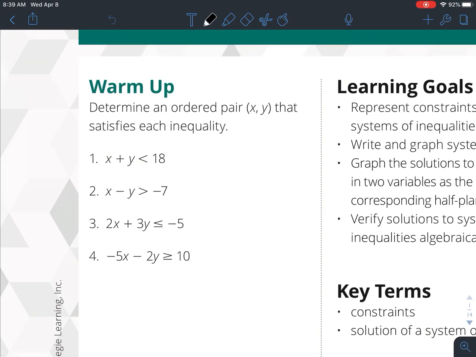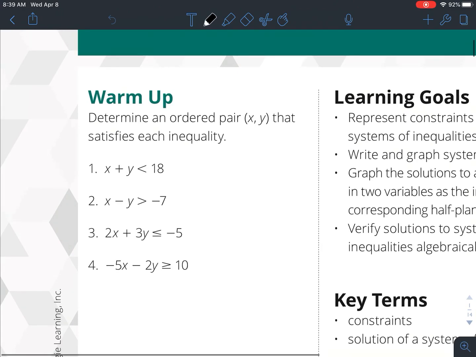It says determine an ordered pair (x, y) that satisfies each inequality. So this could be anything that you guys come up with. I'm going to give you just some examples that I have. There's multiple answers to this. So it says x plus y is less than 18. So one I could say is x is 1, so you can write it in parentheses. x is 1, y is 2. 1 plus 2 gives you 3, so 3 is less than 18.